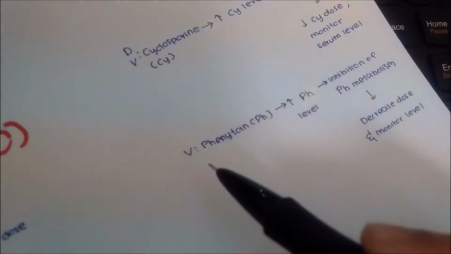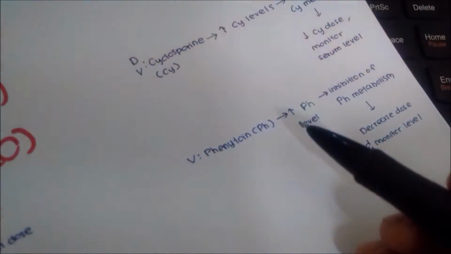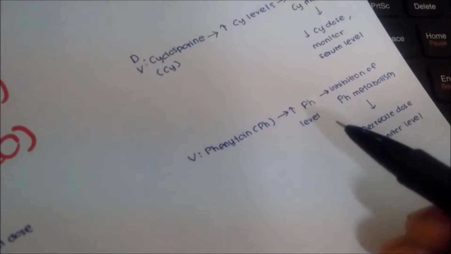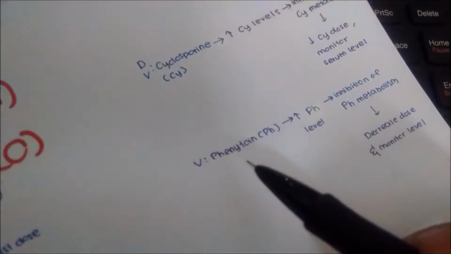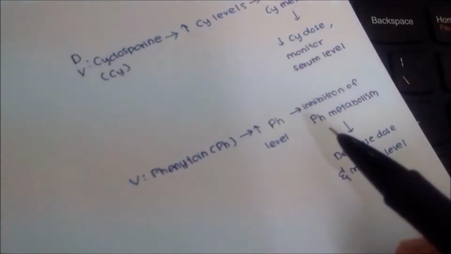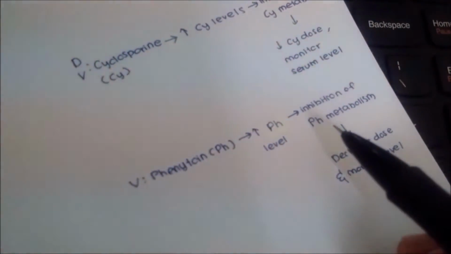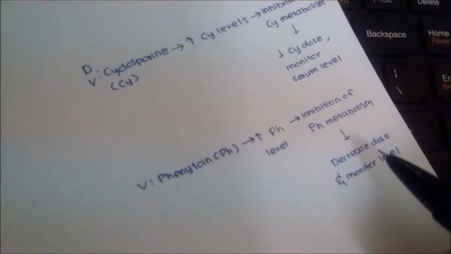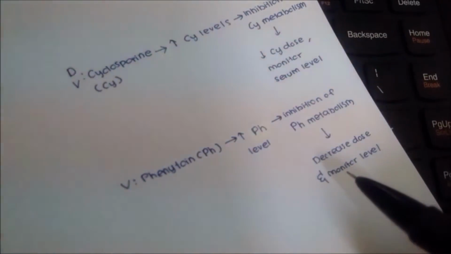Then the last one, verapamil also causes an increase in phenytoin level. When the patient takes phenytoin during the consumption of verapamil, it will cause inhibition of phenytoin metabolism. To overcome this, decrease the dose and monitor the level.